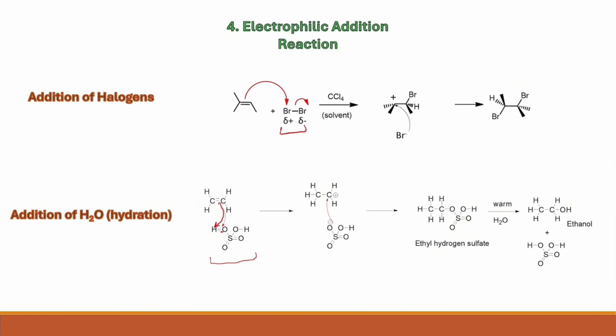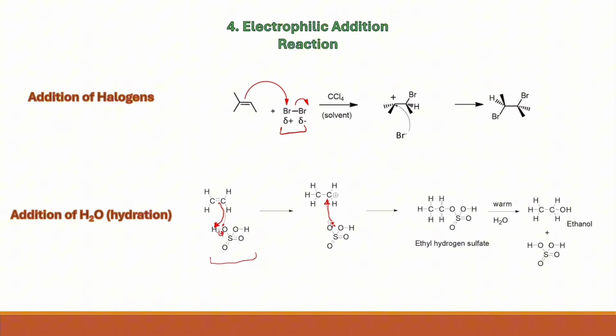Again, if you have an unsymmetrical alkene, you're going to end up with two products. Carbocation generated, then the hydrogen sulfate ion will attack this carbocation. Don't forget the lone pair of electrons. The arrow will always go from the lone pair of electrons on the oxygen. And then finally, when you warm with water, you're going to end up with the alcohol and the acid will be regenerated.